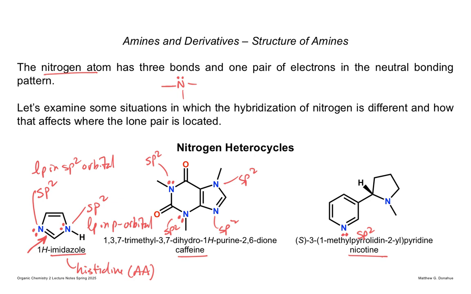The other nitrogen in the 5-membered ring, now that's a true sp3 hybridized nitrogen. So the difference between this 5-membered ring in the nicotine versus imidazole, notice that this one has no double bonds. So that nitrogen is sp3. Questions?